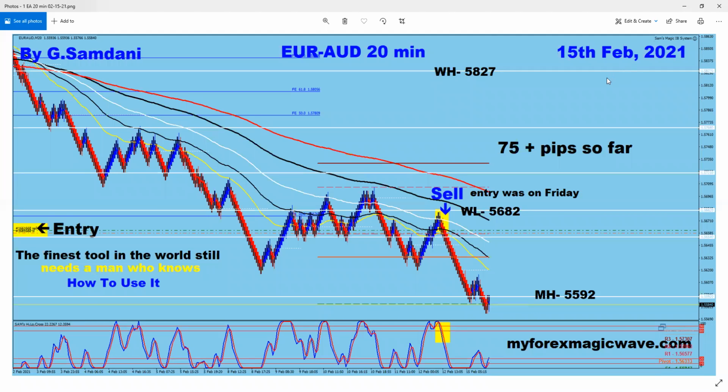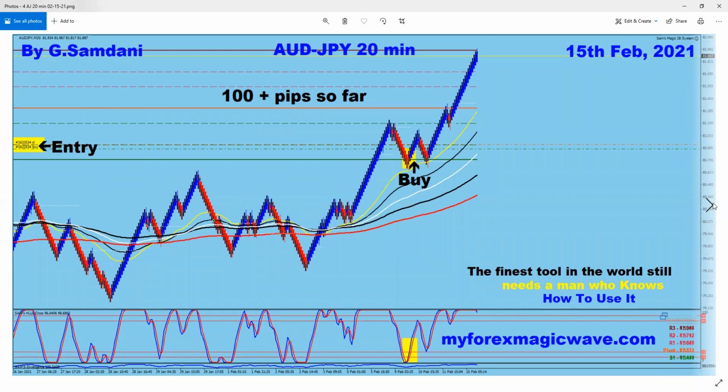Now you see from 15th February, this is Euro Aussie short. Obviously, you can see it here short, right? And then you have Aussie yen. I just explained to you what's going to happen. Aussie USD and Aussie yen will go up with Aussie strength, and Euro Aussie and Euro pound will go down.